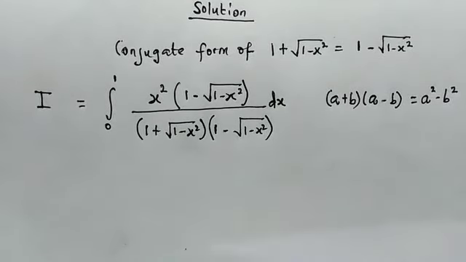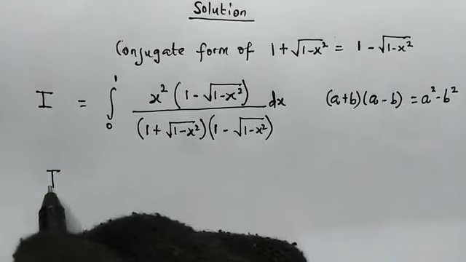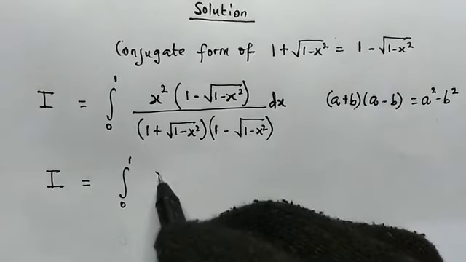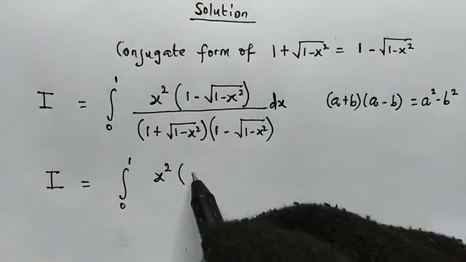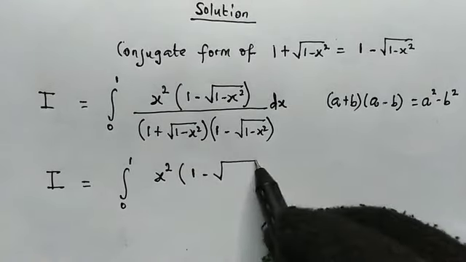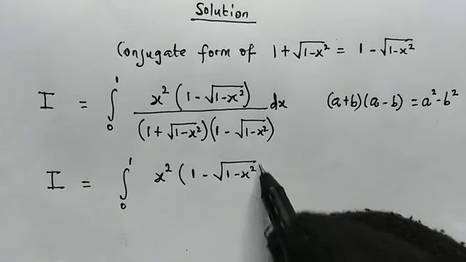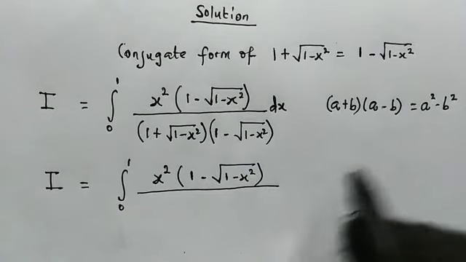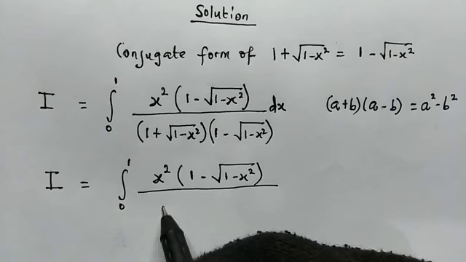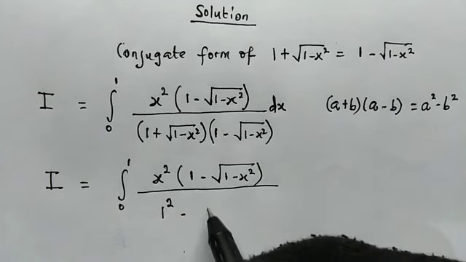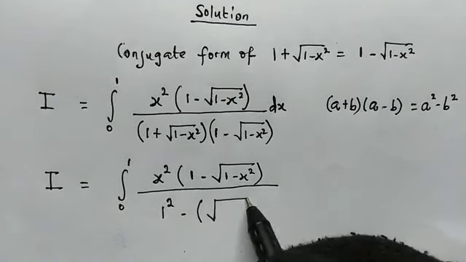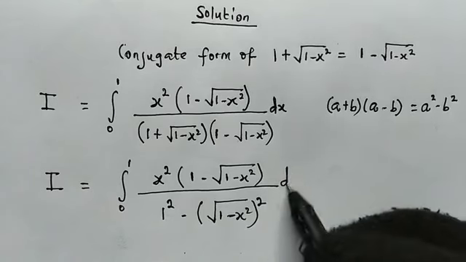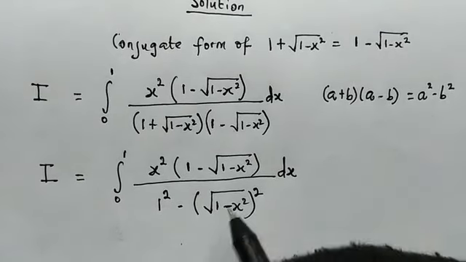So here our integral I will be equal to the integral from 0 to 1 of x squared multiplied by 1 minus root of 1 minus x squared. Then we make use of this difference of two squares formula, and here we get 1 squared minus root of 1 minus x squared, then squared. Do not forget our dx.